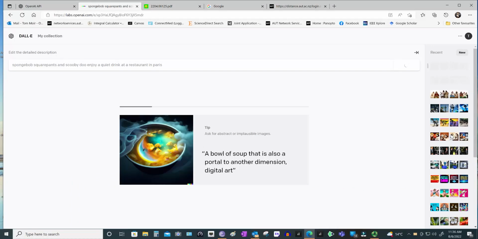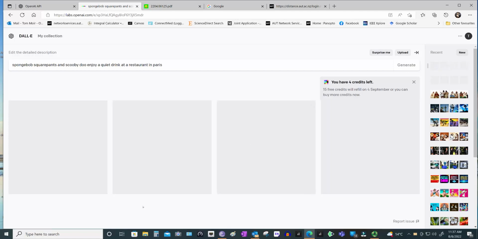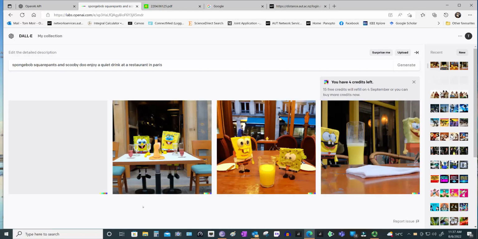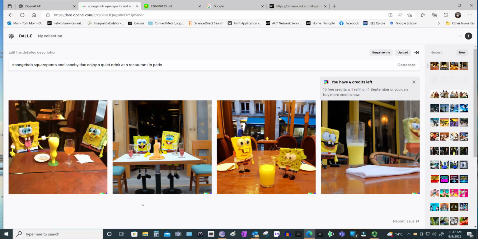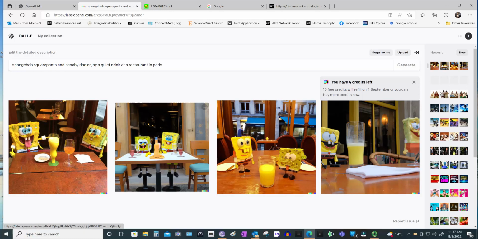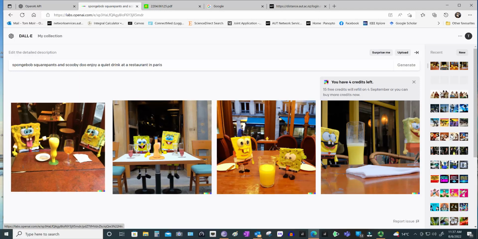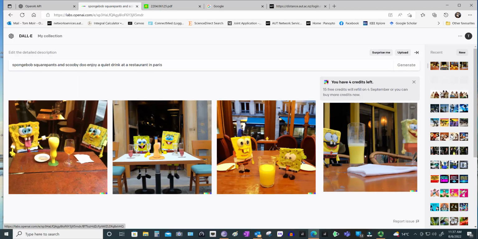These are just sort of advert things, tips and things. A bowl of soup that's a portal to another dimension. So when it gets up here, it'll do it. It's very quick. I've not seen this before. So it's not got Scooby-Doo, interestingly enough. It's got SpongeBob SquarePants. Probably not one of the better ones, but still interesting. They're having a drink, but it seemed to have missed out Scooby-Doo on that one.